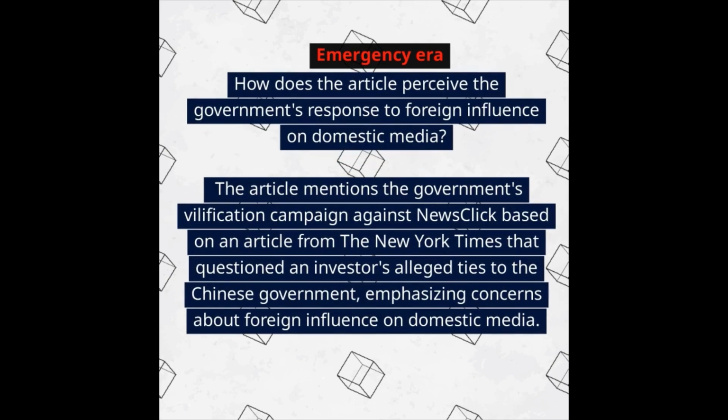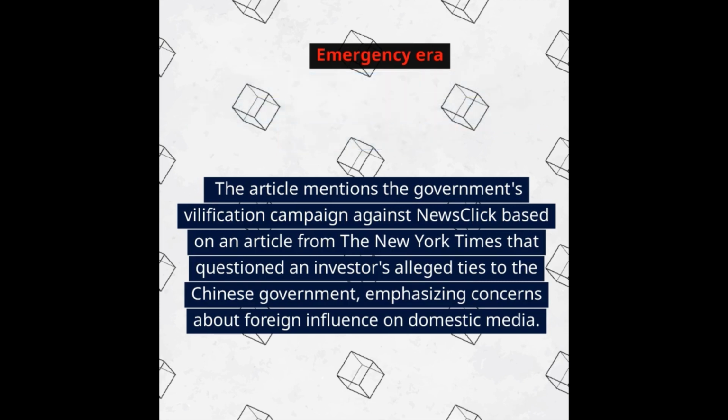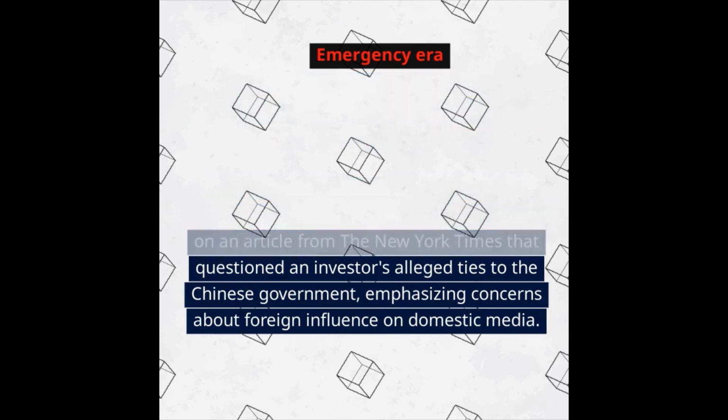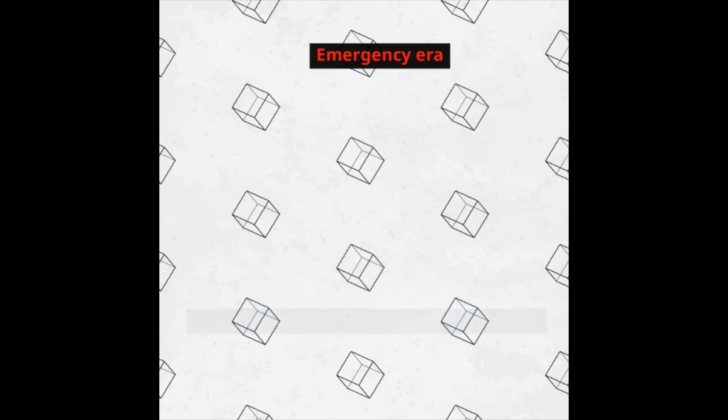How does the article perceive the government's response to foreign influence on domestic media? The article mentions the government's vilification campaign against NewsClick based on an article from the New York Times that questioned an investor's alleged ties to the Chinese government, emphasizing concerns about foreign influence on domestic media.